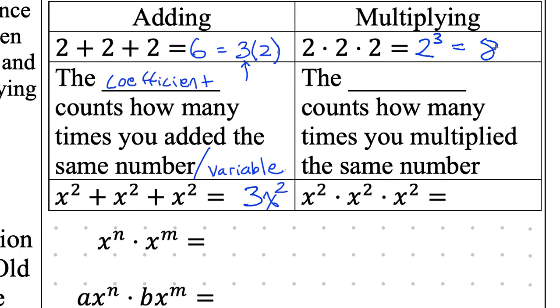So, and again, if I'm just counting, I say, okay, I have 1, 2, 3 of those 2s. So 3 is the thing that's counting how many times I multiplied by the same number. That 3. What is that 3?